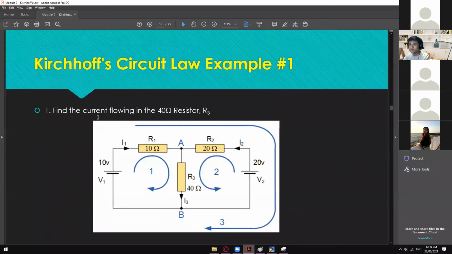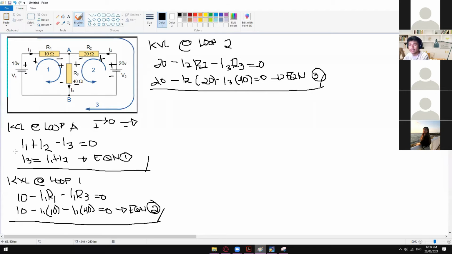Okay, so our goal in this one is to find the current flowing on the 40 ohm resistor. So we should be able to find the value of the I3 right here. In order to do that, we have to use this equation number 1. In here, we have to know the value of your I1 and then the value of I2. Once we learn the value of those currents, we can now solve for the value of I3. We can actually use this equation number 3 and number 2 for us to be able to solve one variable.